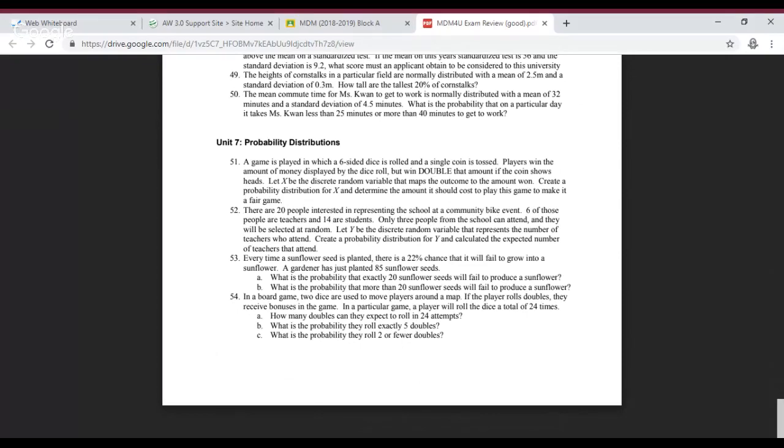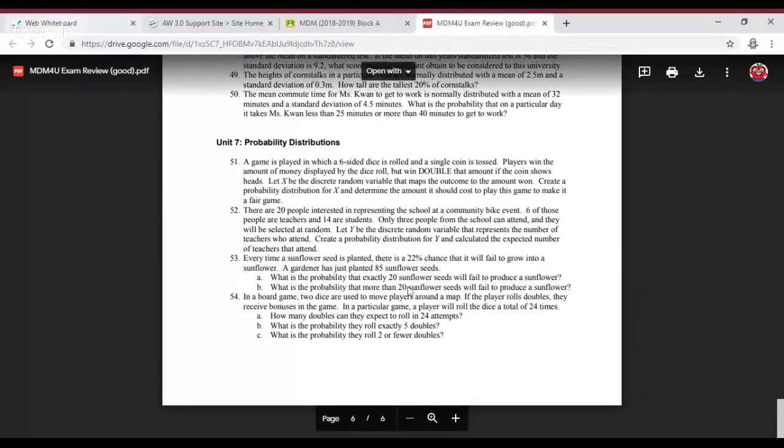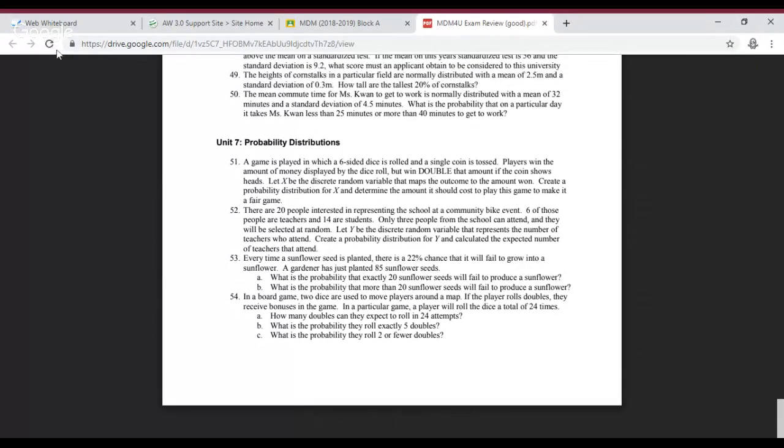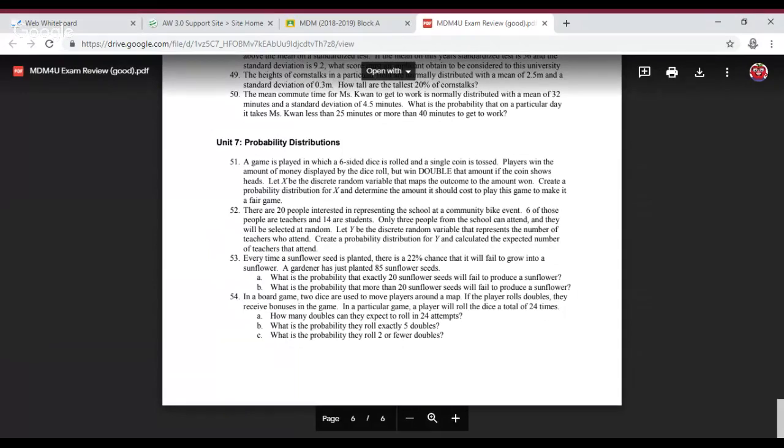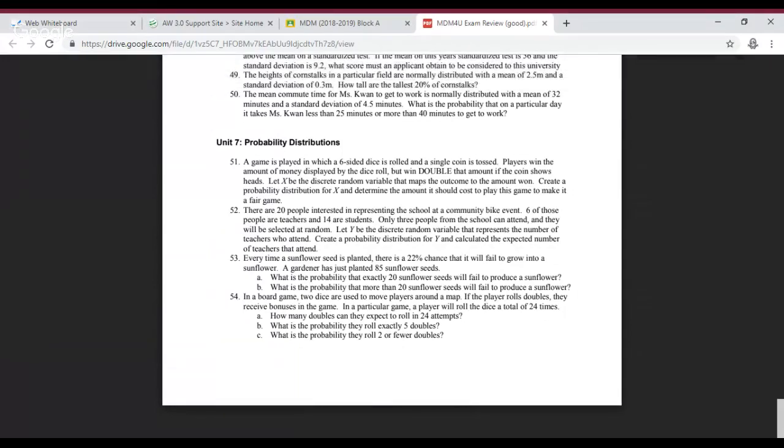53. Every time a sunflower seed is planted, there's a 22% chance that it will fail to grow into a sunflower. And we've just planted 85 seeds. What is the probability that exactly 20 will fail to produce? So this feels like a binomial question. We are planting 85 seeds. Every time we plant a seed, that's a trial, and we're doing 85 trials.